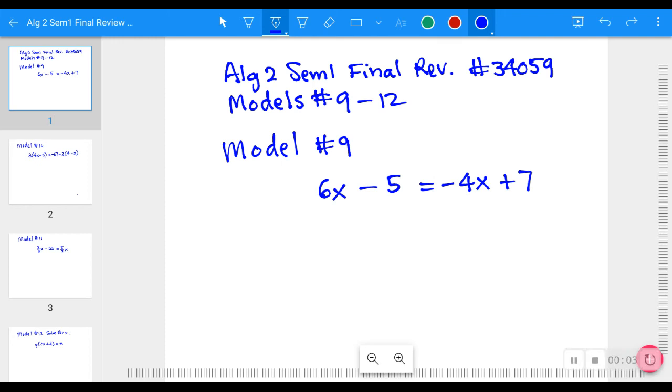Okay, welcome back to the Algebra 2 first semester final review. We're doing models for problems 9, 10, 11, and 12.